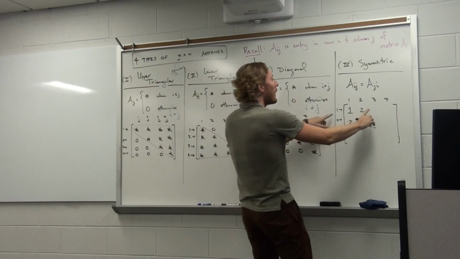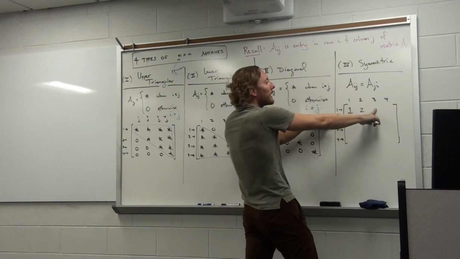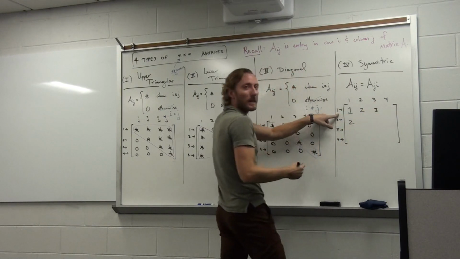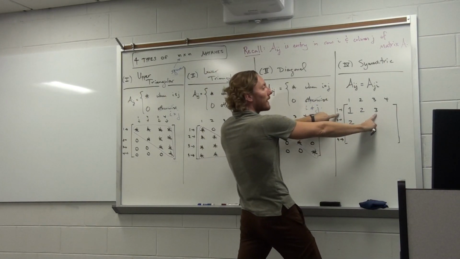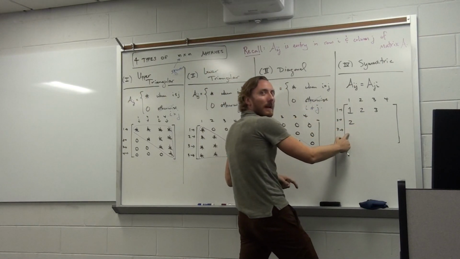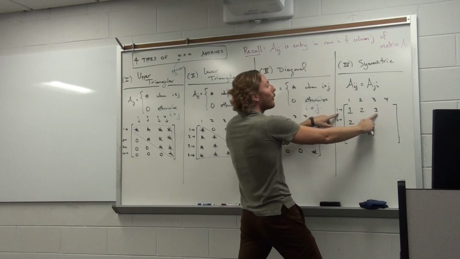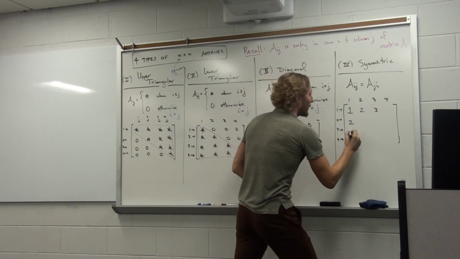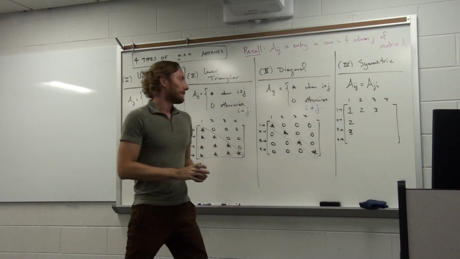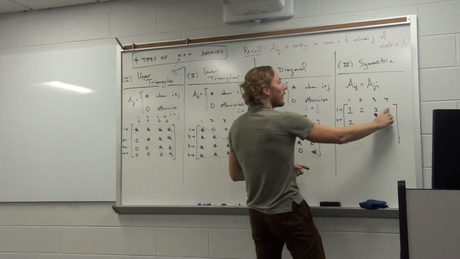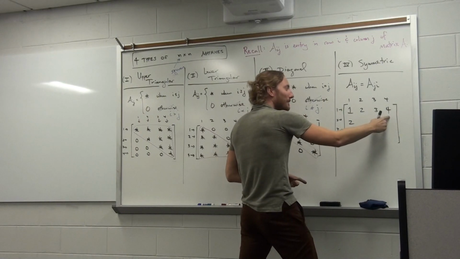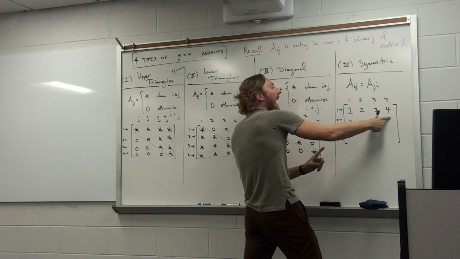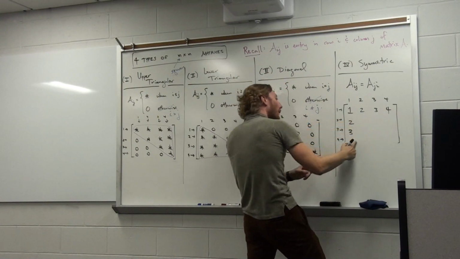Similar story now for row 1, column 3. Let me put a 3 there just to give a different number so that we can sort of feel this out. Row 1, column 3 has to be the same as row 3, column 1. Continuing along, row 1, column 4, let me put a 4 there. That has to be the same value as is in row 4, column 1.